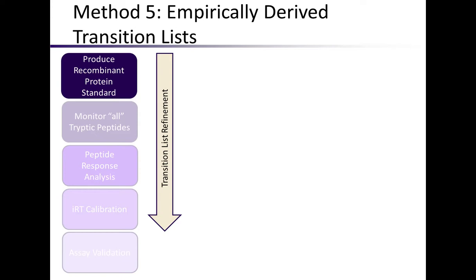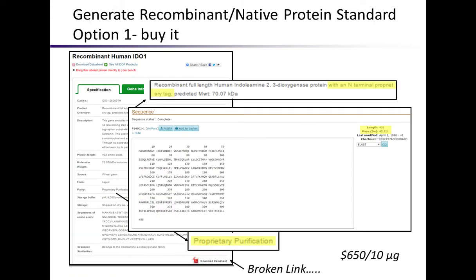All right. So let's start talking about how we get recombinant protein standard rather than buying these peptide standards. So you can buy it. That's an option. It's actually often not all that expensive. Sometimes it is. It depends on the protein. You have to just check it out. It's just case by case.